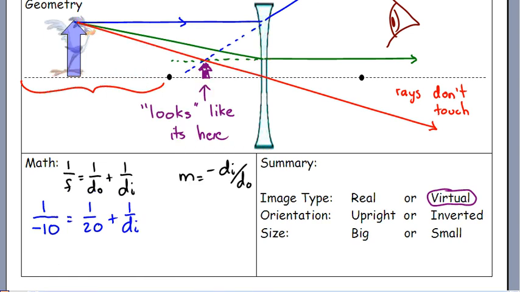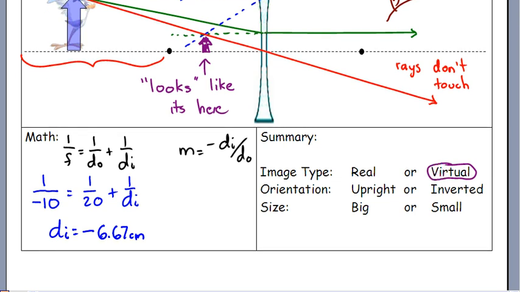Okay, so the math is warning you that it's virtual, right, with this negative answer for that image distance. So there's definitely some clues there mathematically that tells me that it's virtual. Magnification, here's where I can learn the rest of the story. Magnification would be the opposite of the image distance, which is negative in itself. So double negative there, divided by the 20. Tidying that up, that ends up being a positive 1/3.